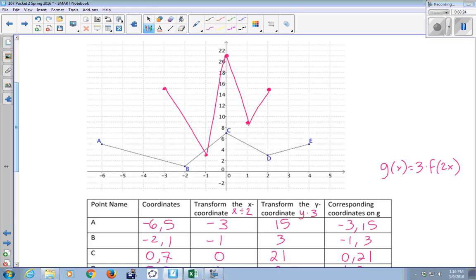So you can see graphically what happened to my graph is that there was a horizontal shrink, right, and a vertical stretch. Did I do it all right? Yeah, that's right. So it's compressed horizontally and stretched vertically.